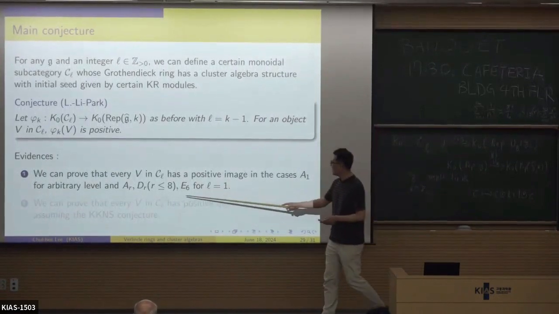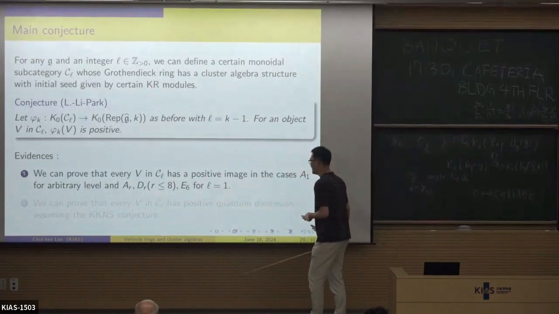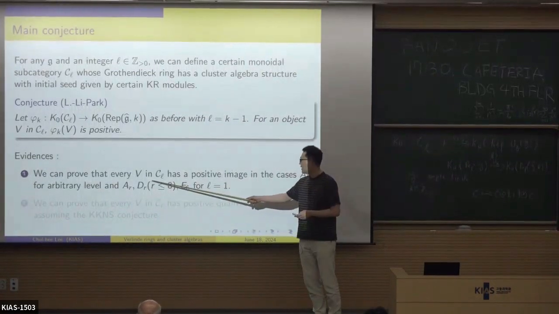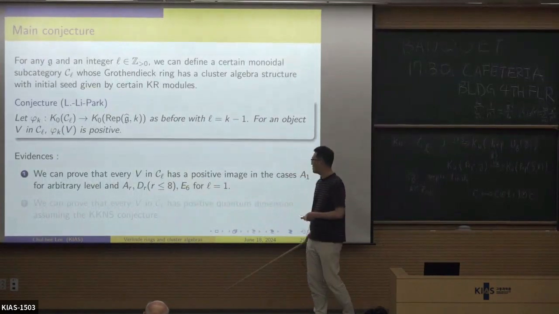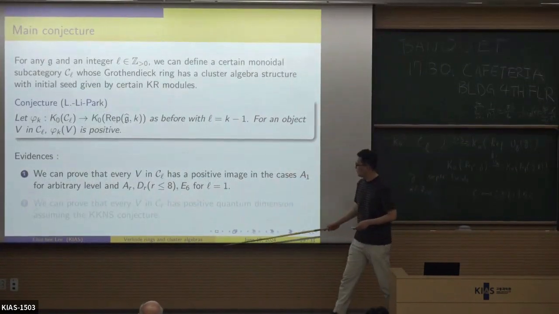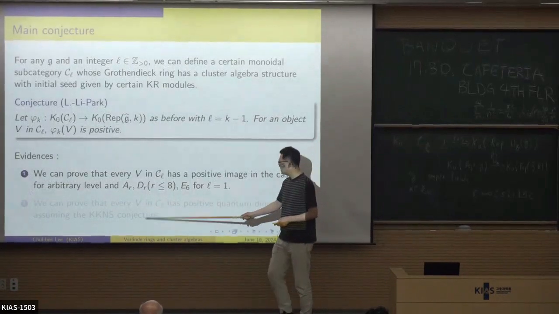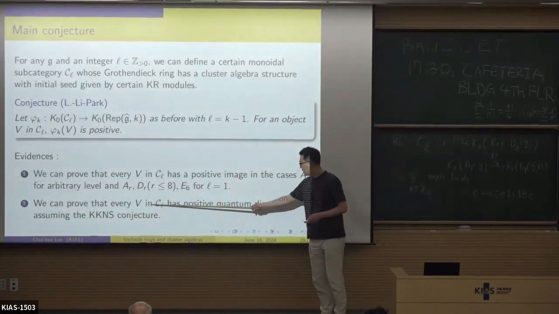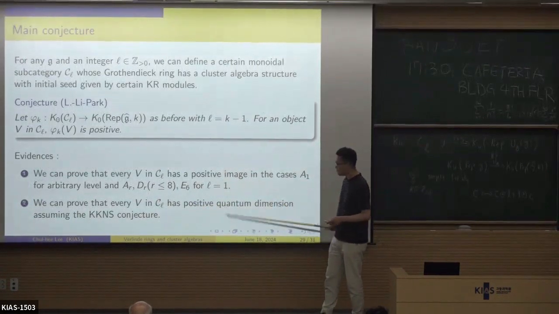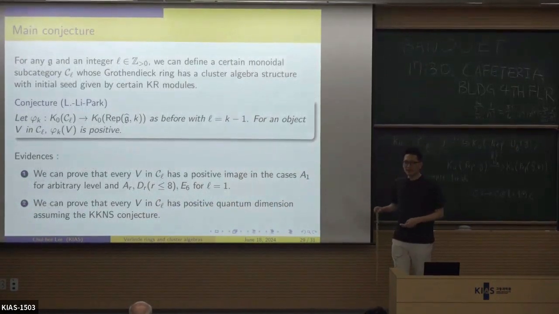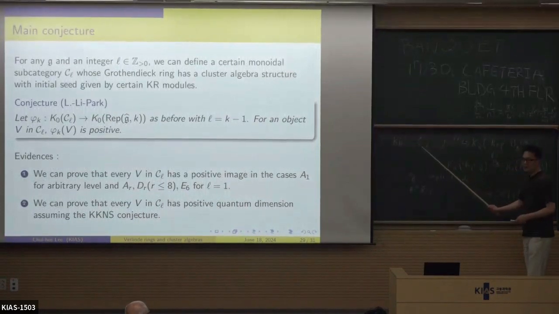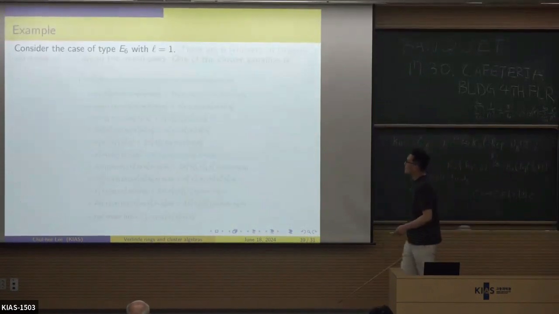So first, for some types, and sometimes it's just computational, we can check every V in this category has positive image in the Verlinde ring. And another evidence is for classical types, where this conjecture is known, we can check every V in this category has positive quantum dimension. We can take this as evidence for this positivity. So take any object here and consider this composition, and we expect the positivity here.